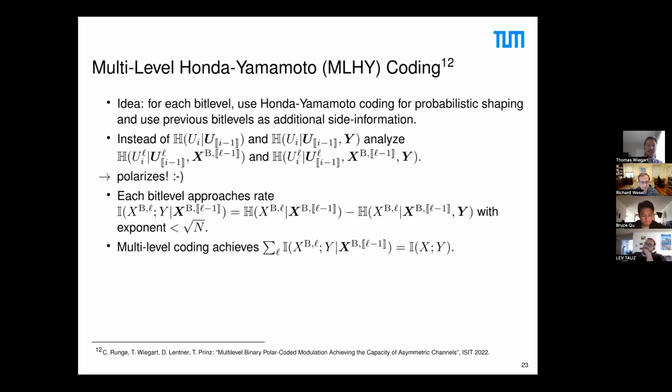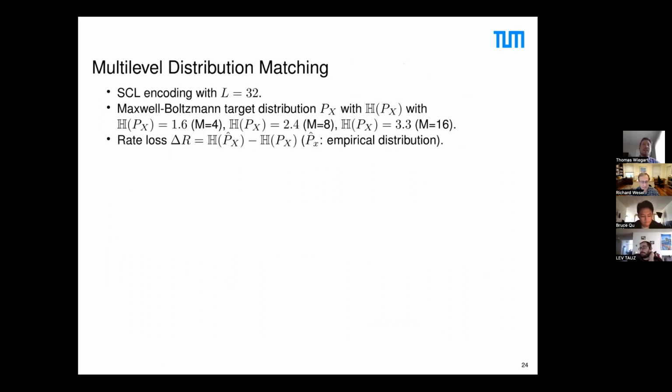Okay, any more questions about the scheme? Because if not, then let's go on to finite length results again. So again, we showed it's capacity achieving, but who cares if it's achieving capacity very, very slowly, right? So let's again look at finite length performance.